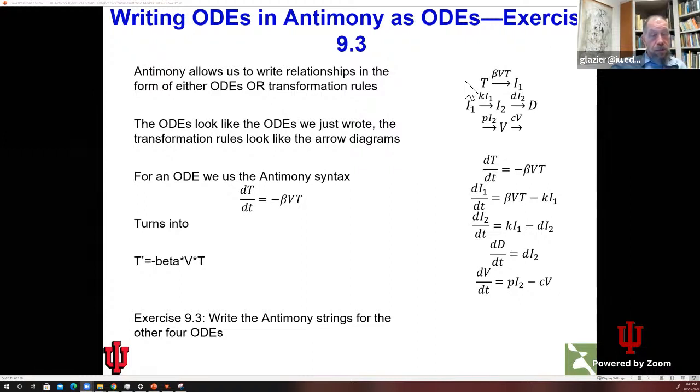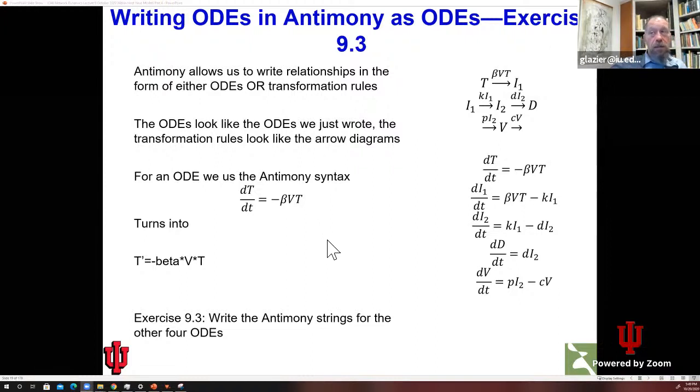One thing to do is to take your ODEs and turn them into arrow diagrams on a piece of paper before you code it into Antimony. I mean, that's not a bad idea. The other thing is that if you really, really want ODEs, Antimony gives you the syntax for ODEs. The Antimony syntax is, if I want to write d by dt equals something, I use a prime. So T prime equals minus beta star V star T is exactly d by dt equals minus beta VT.